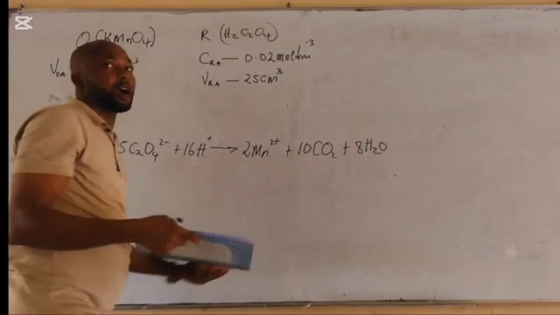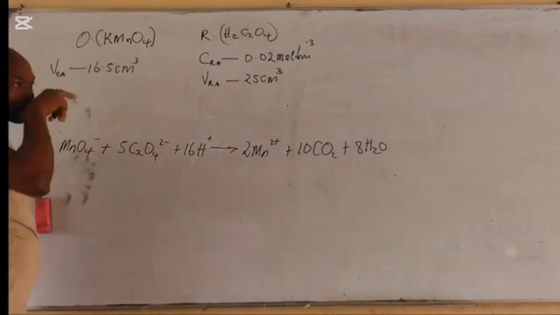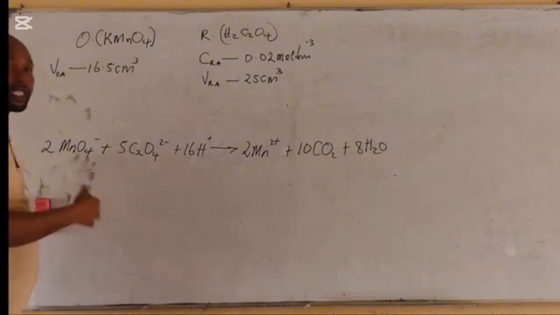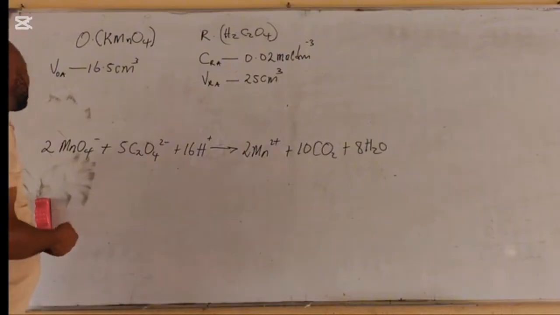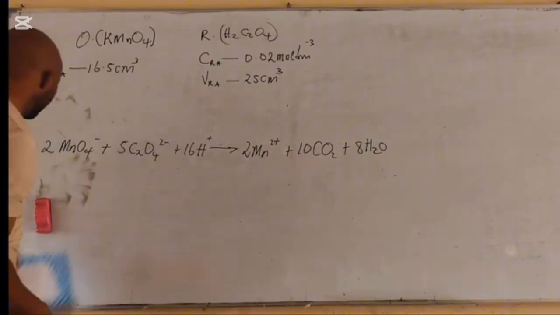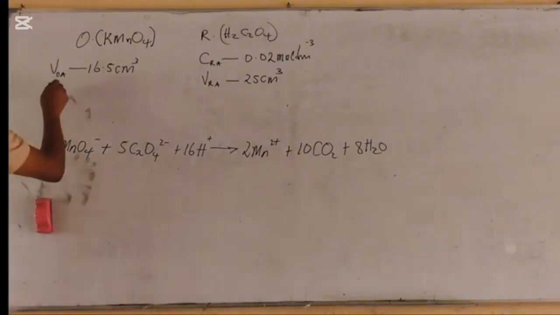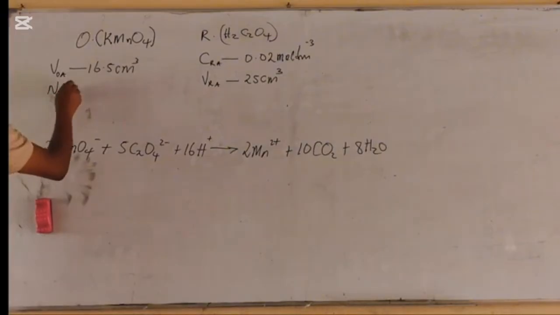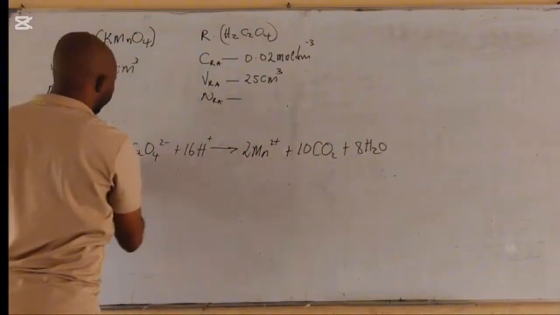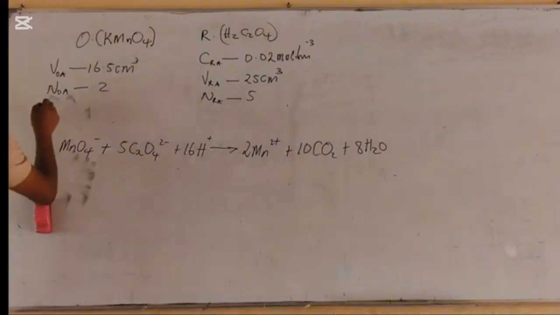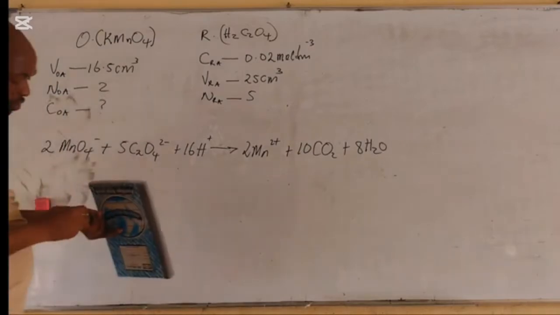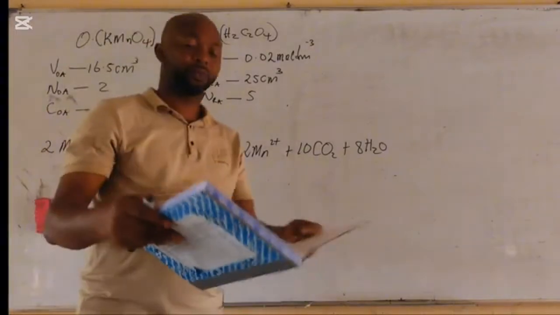How to balance this? I have a video on how to balance your redox. So it is important you know how to do that. Because if this question were to be an exam question, this may not be balanced, so you will be required to balance it. So let's see. Now, the number of moles of oxidizing agent is 2, and the number of moles of reducing agent is 5. Concentration of oxidizing agent is unknown.